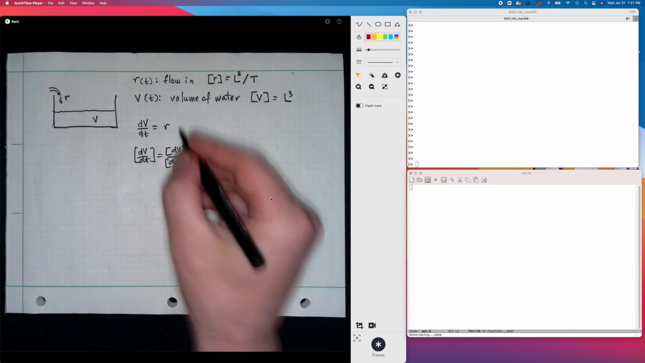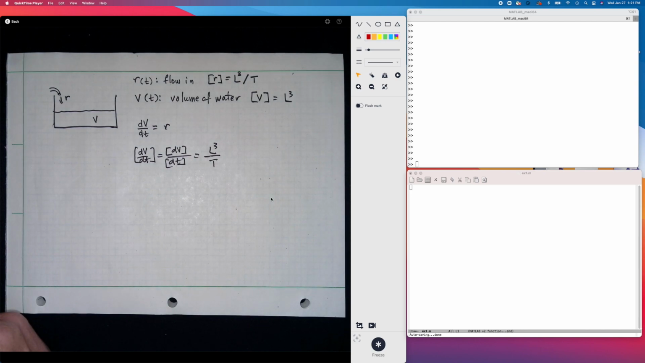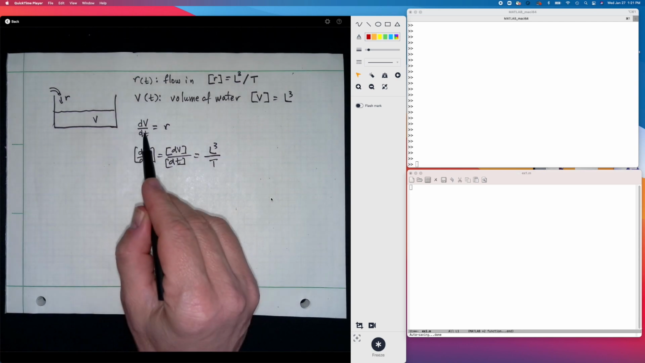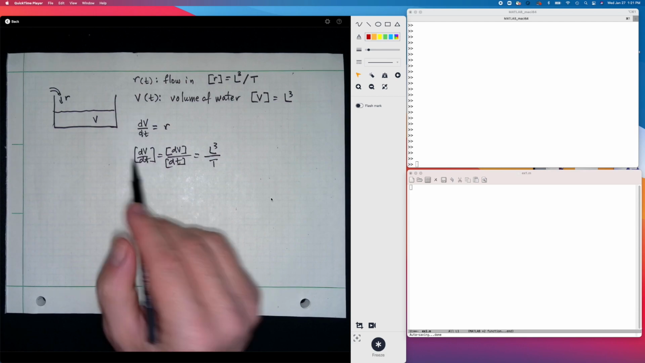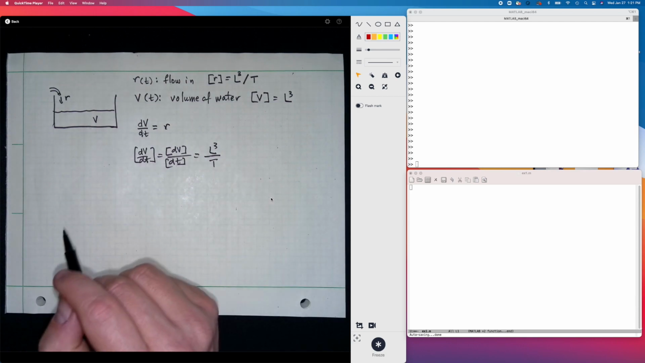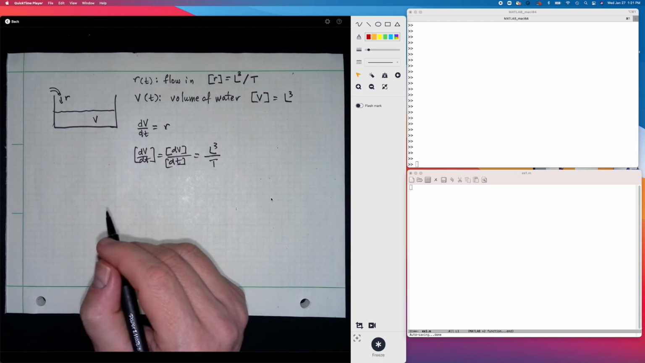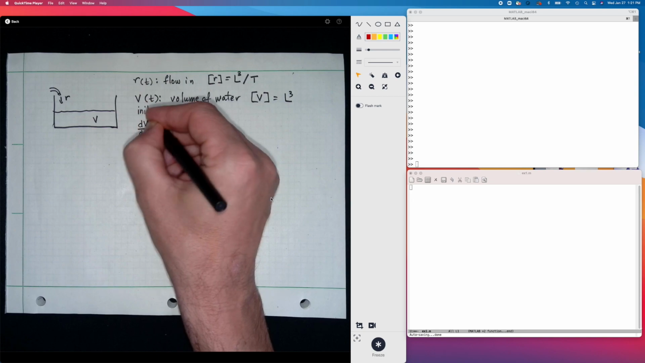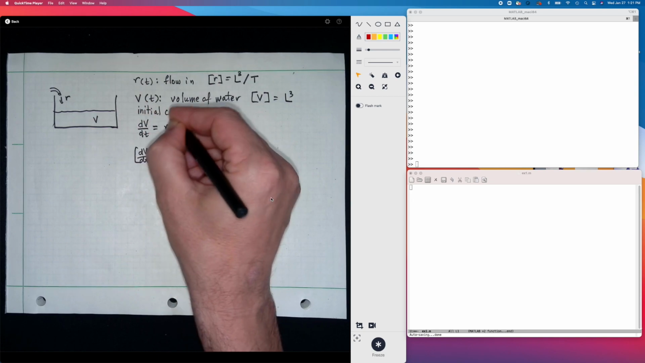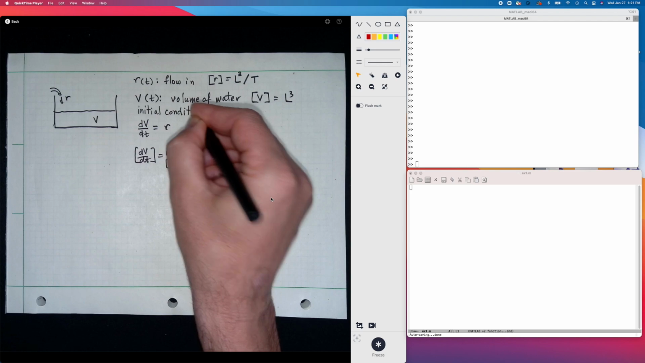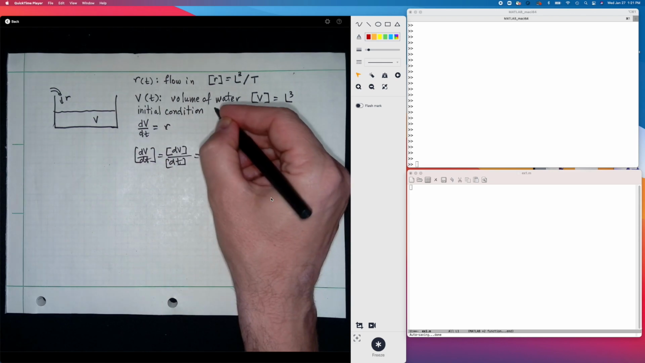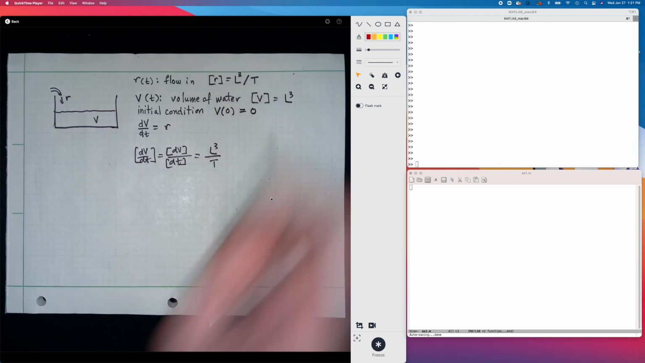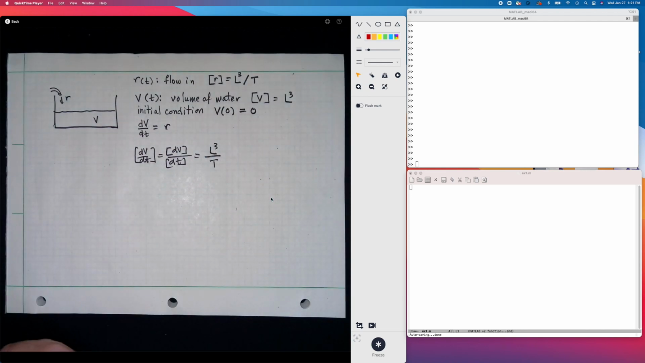The way we would solve it in this case, we just integrate both sides of the equation. So to do the integral, we need what's called an initial condition, which is the volume at some prescribed time. And here we're going to pick that to be at t0. So the initial condition is going to be that V at time 0 is equal to 0. We assume the tank is empty, and then it starts filling up.